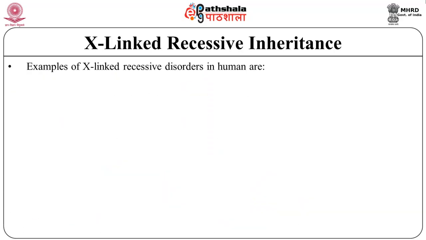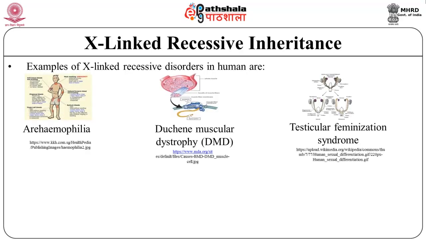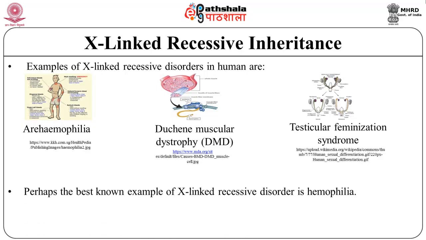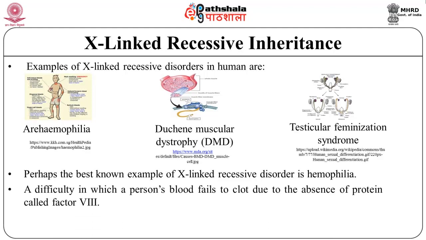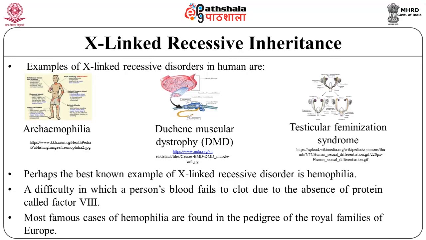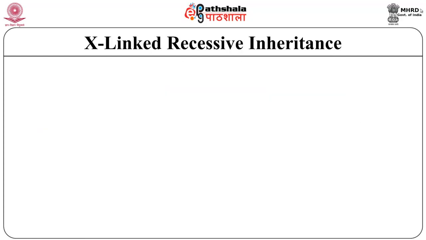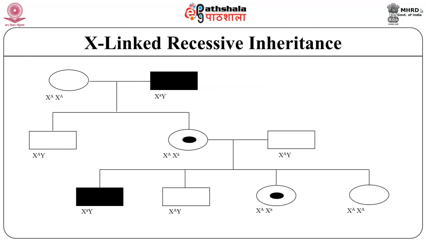Some common examples of X-linked recessive disorders in humans are hemophilia, Duchenne muscular dystrophy, that is DMD, testicular feminization syndrome, etc. Perhaps the best known example of an X-linked recessive disorder is hemophilia, in which a person's blood fails to clot due to the absence of the protein called factor 8. The most famous cases of hemophilia are found in the pedigree of the royal families of Europe. This figure shows the pedigree analysis of hemophilia, an example of an X-linked recessive trait.